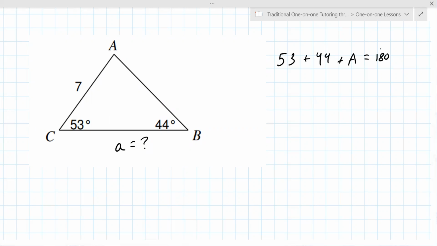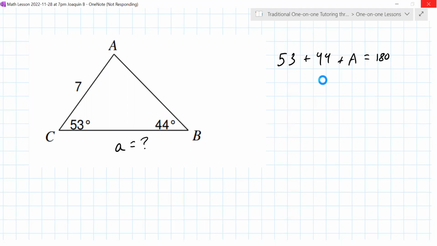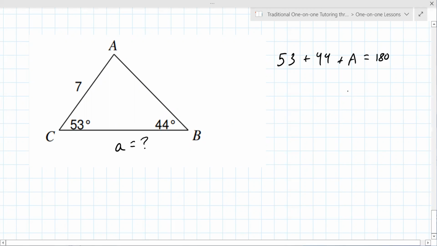Right. So it'd be you subtract 44 from 180 and 53 from 180. So that gets us to 83. Yeah, so A is 83.